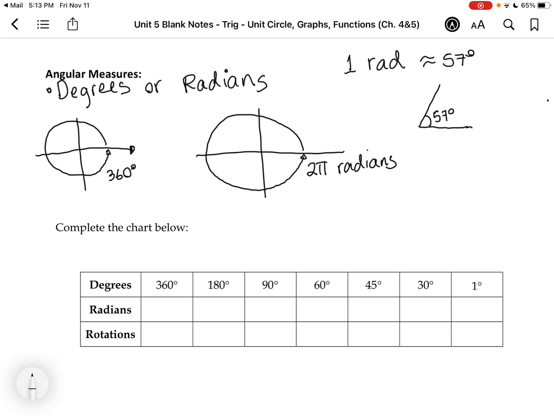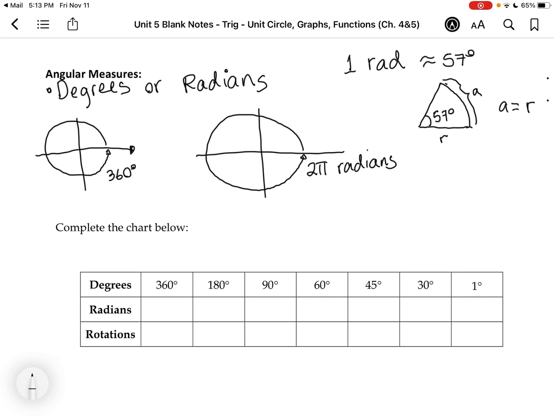It's actually the angle, if this is the radius of the circle and this is the arc length, at which the arc length equals the radius. The arc length is equal to the radius of the circle, and that's what 1 radian is. We're going to come back to arc length in a little bit, so more on that later.